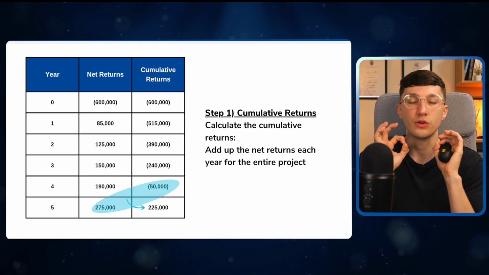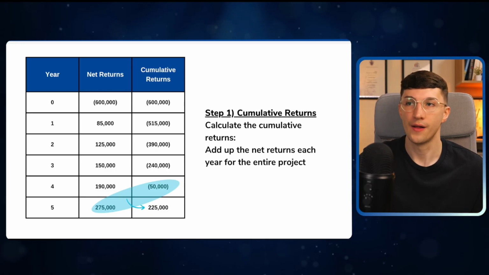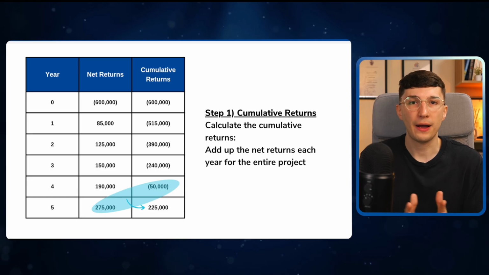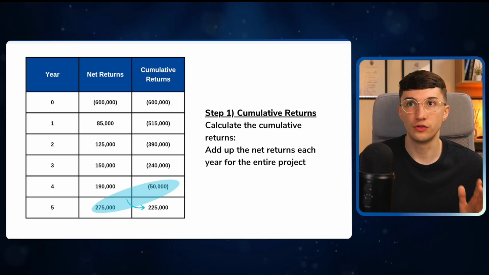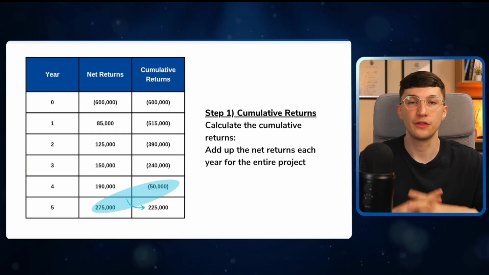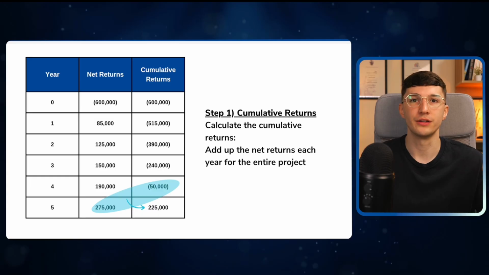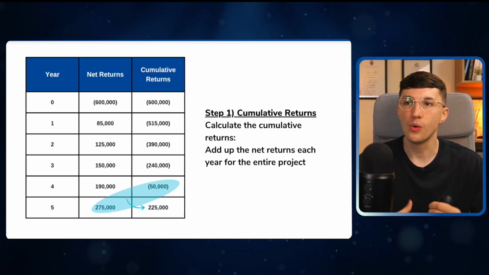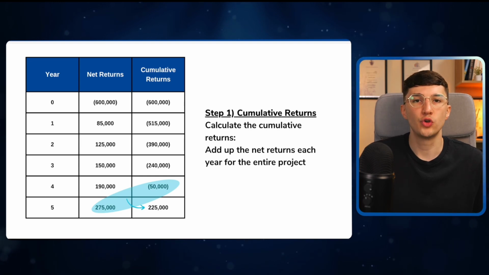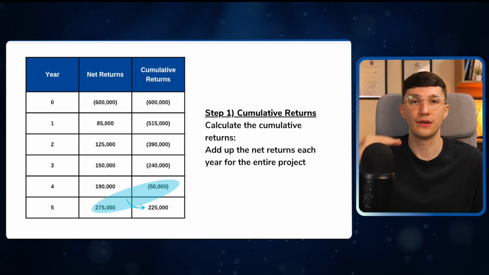£225,000. What's important to know is that we are including every single year. This project has a lifespan of 5 years. So where the payback period would just want you to stop as soon as the number goes positive, with the average rate of return, you need to calculate the profit of the entire project. Keep that in mind. Remember that next step: how much profit has this project made? Well, it's made £225,000 because that's our cumulative return at the very end.